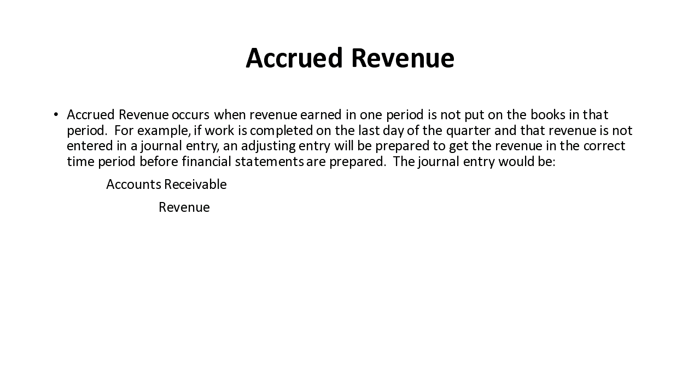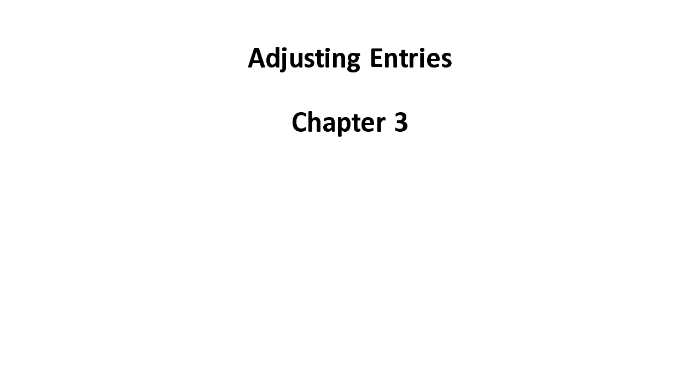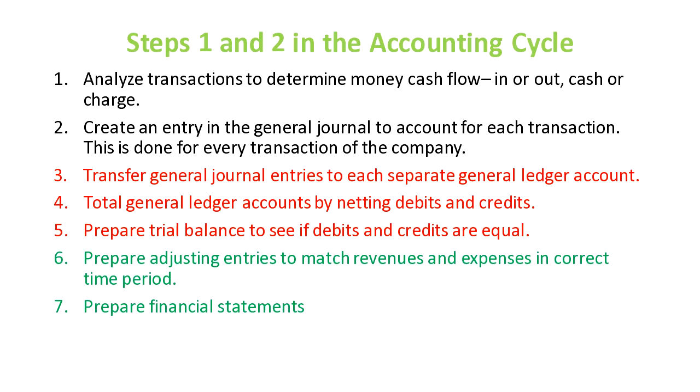Now let me go back, and I want to go back to the very first slide again. Adjusting entries are the next step after the trial balance. And we're doing all of these things, 1 through 6, so that we can get to step 7. In the book, they do not cover preparing financial statements very well, even though that's the goal of all the work that you've done. And so my next lecture will be on preparing financial statements.